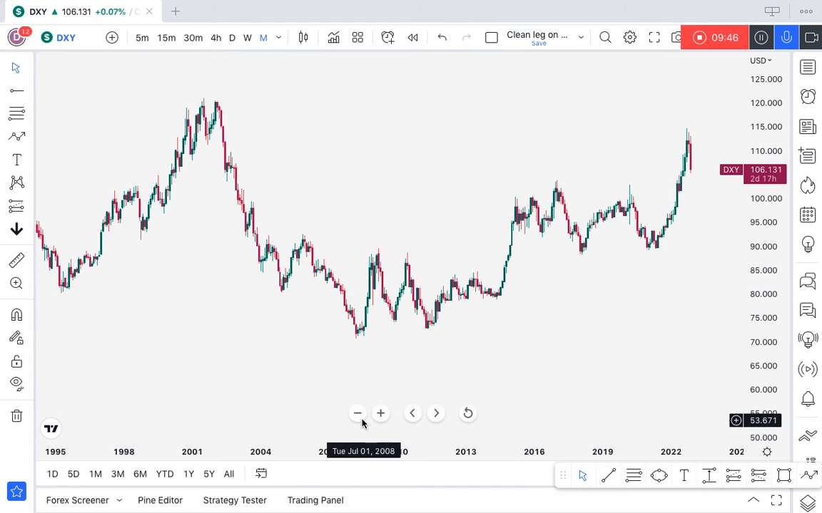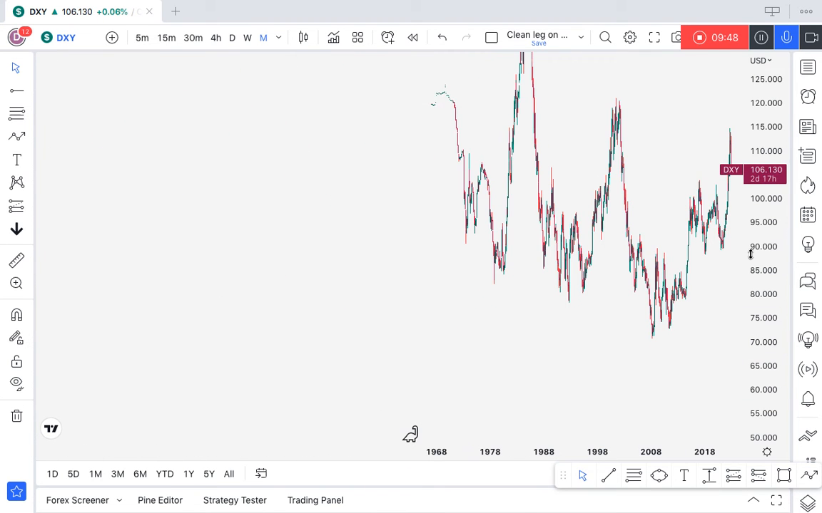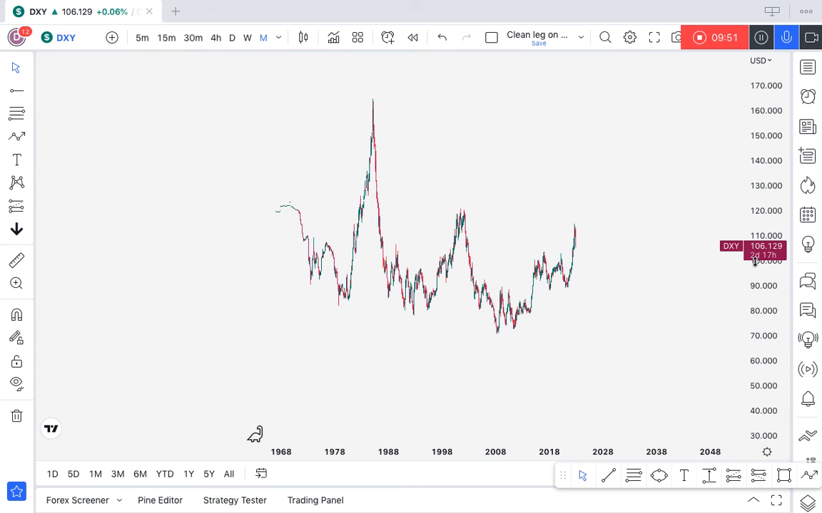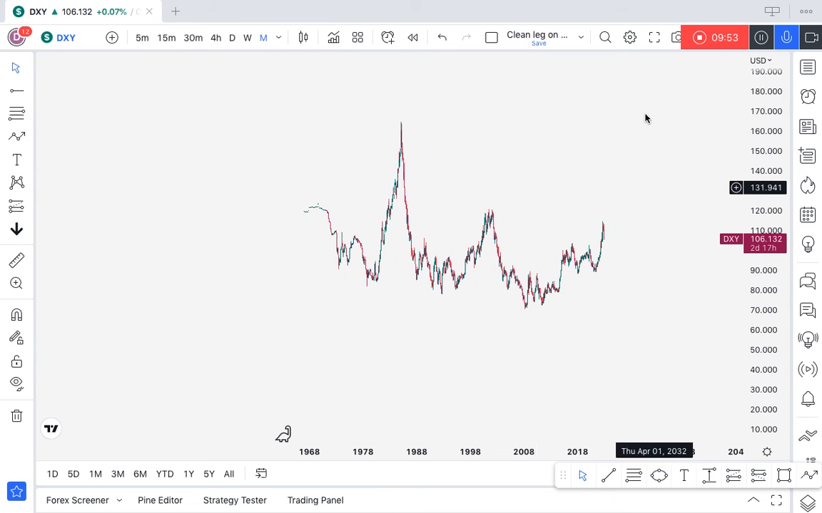Let me just go ahead and plot my key levels. How do I plot my key levels, guys? By simply looking left. Now, this is a compressed candlestick representation of the DXY.